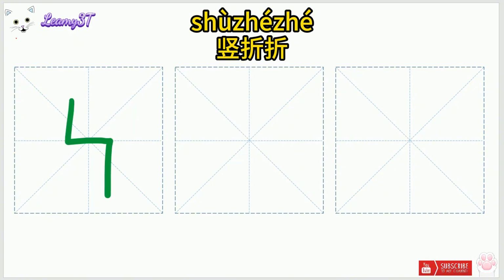When writing, be sure that both vertical lines are straight for the character to look good. The top one should be shorter. The bottom one is long. Next, let's read and write together.